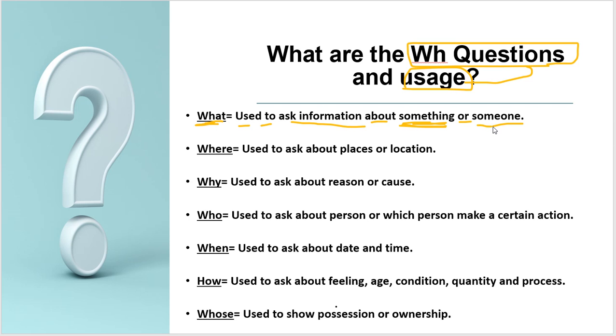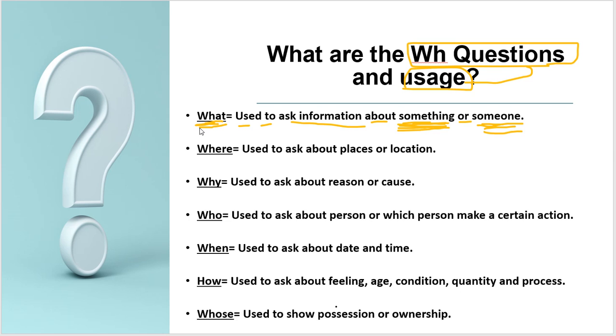How about someone? What is the name of your father? What is the name of your mother or sister? So we are asking about someone. Something, someone: what happened? What is this? What is that? Again, we use what to gather information about something.